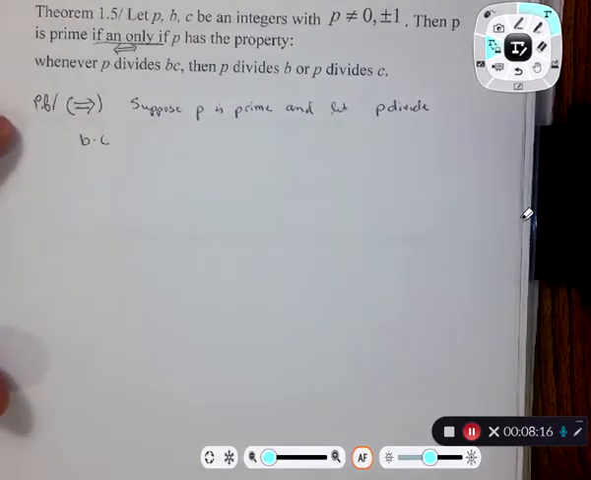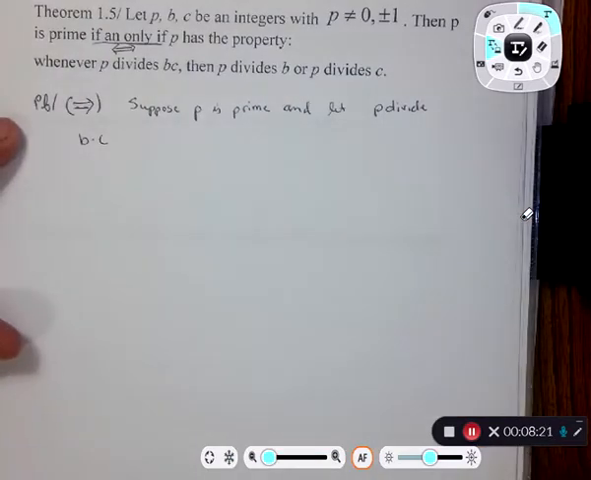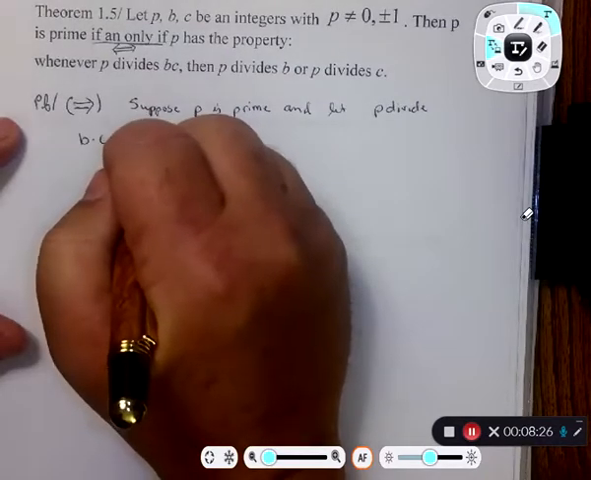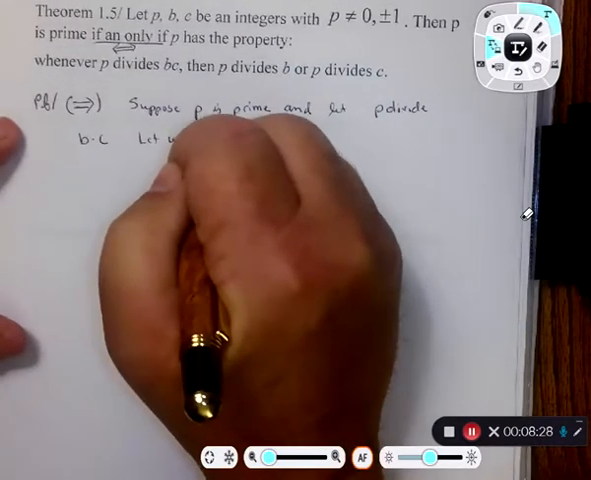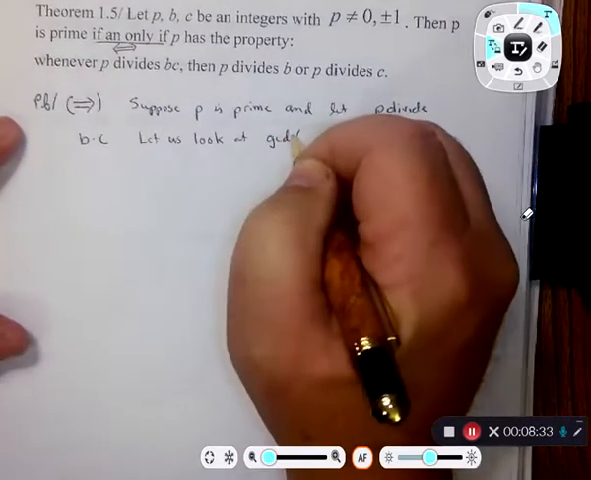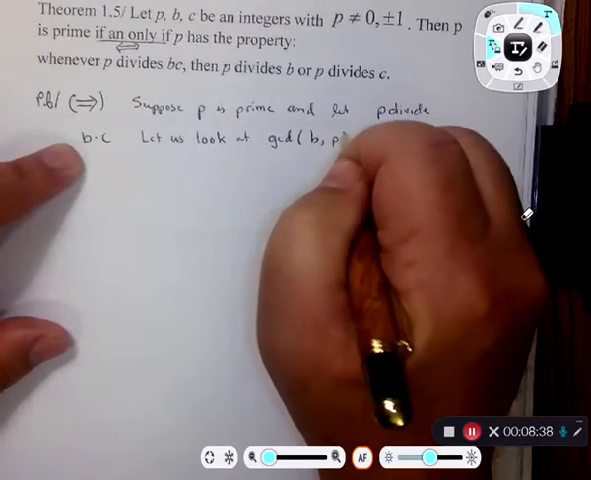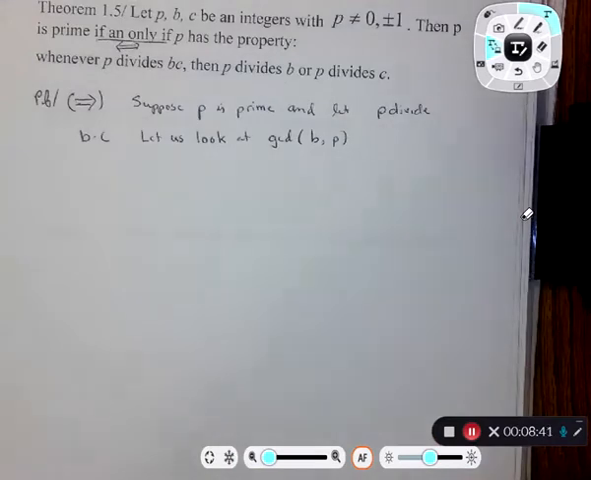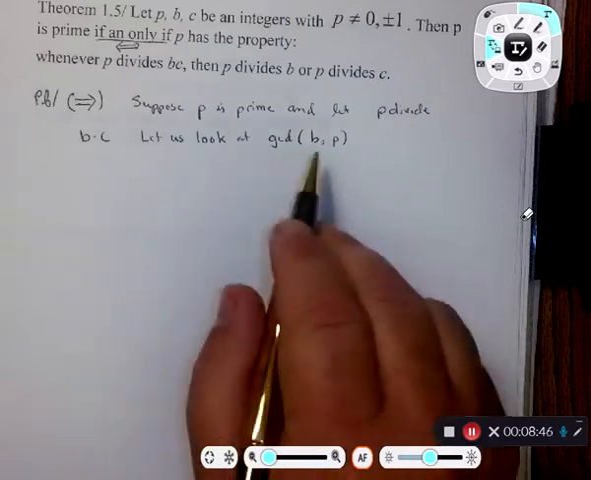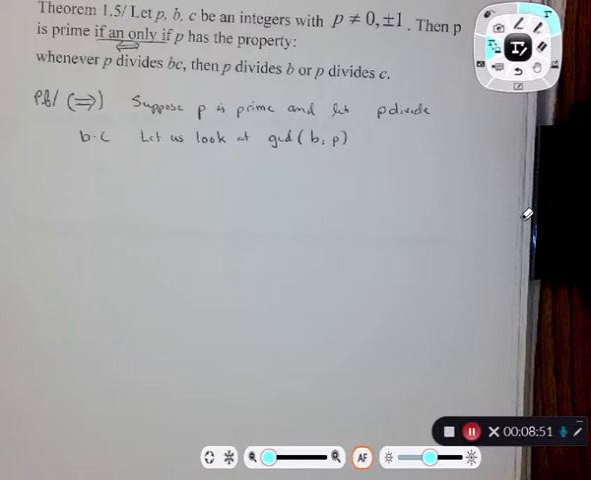So let us look at the GCD of B, just one of the integers, and P. Okay, so remember, since P is prime, if we look at the GCD of just B and P, then only two things could possibly happen here.